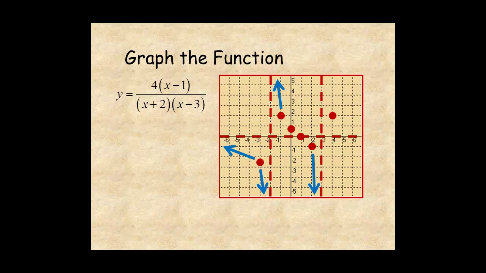Finally, since this point is above the x-axis and there's no x-intercept, the graph must curve up towards the VA and down from above towards the HA. So the graph of the function looks like this.